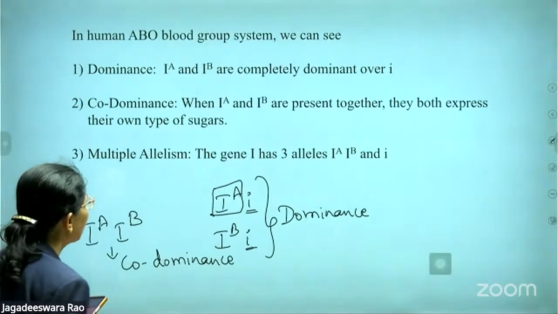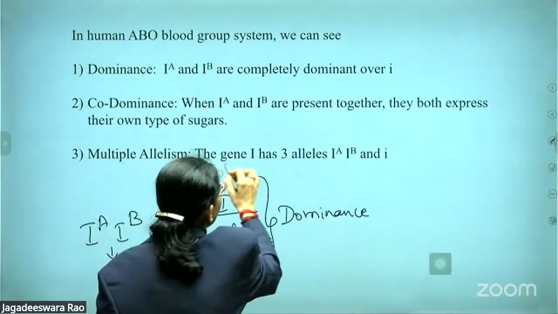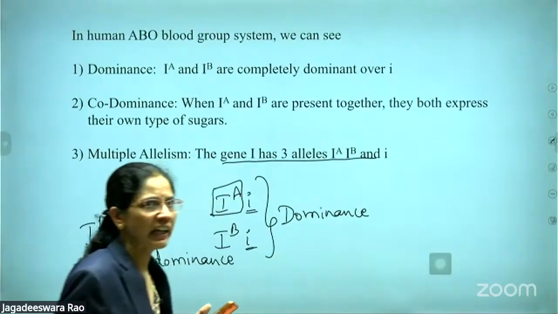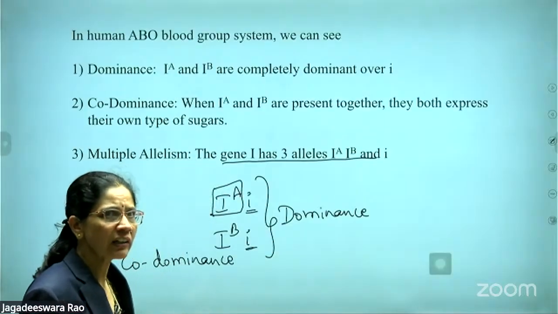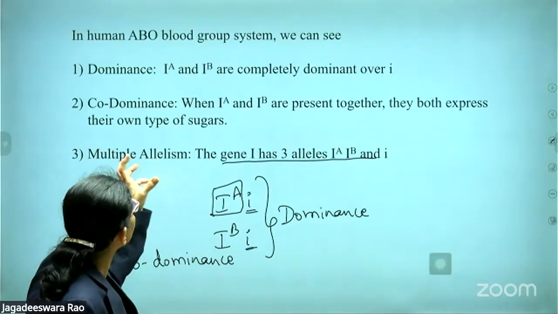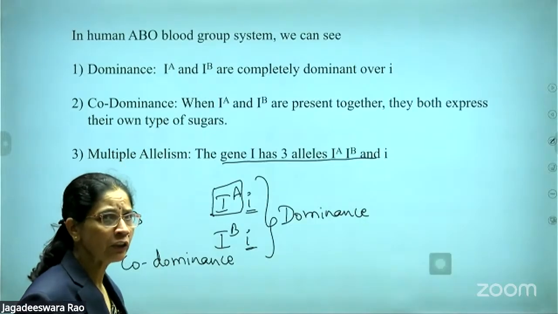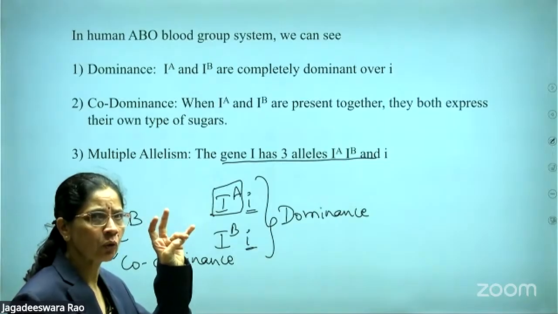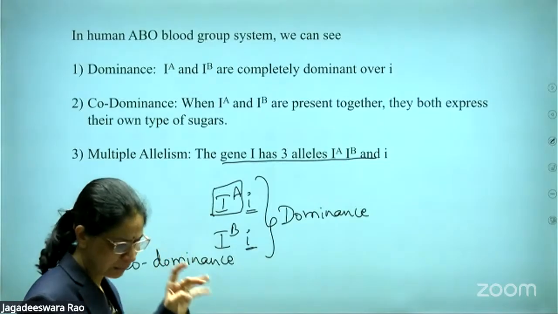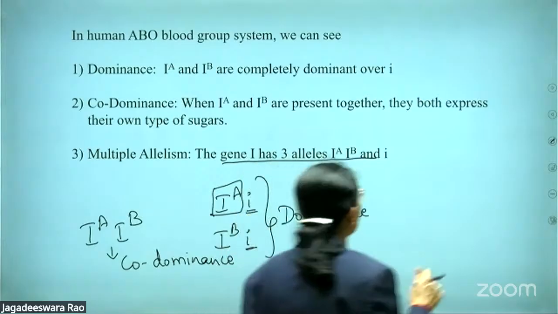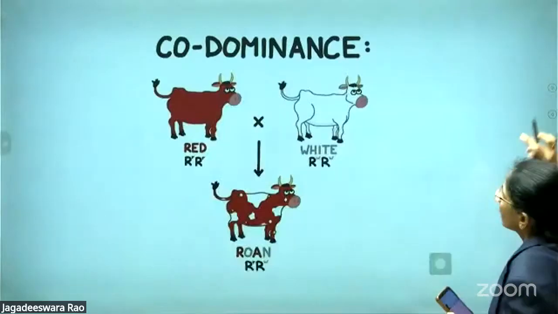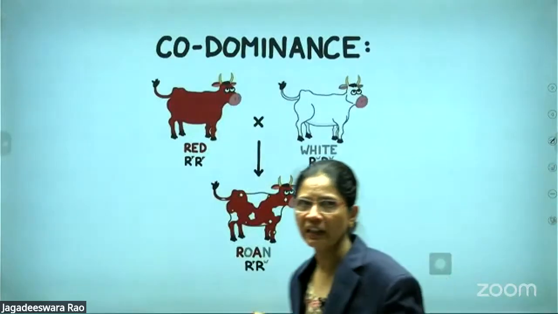Codominance, right? Now, multiple allelism, because gene I has 3 alleles, IA, IB, i. So, which are the phenomena shown by the ABO blood group system? It shows dominance, it shows codominance, it shows multiple allelism. These are the points you have to remember. Next, one more example is there in our nature.